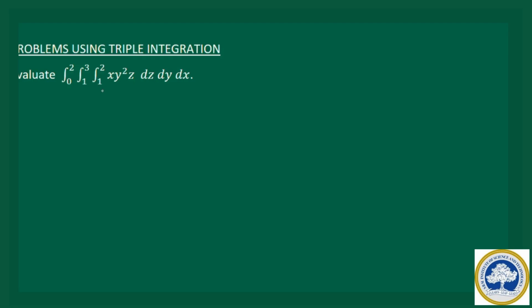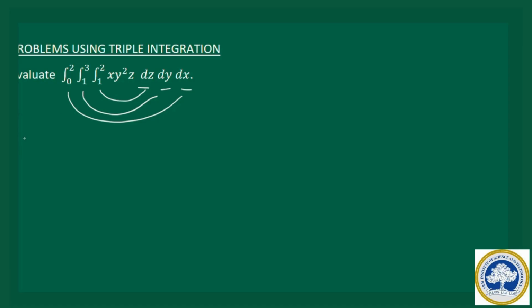So innermost integration means first we have to integrate with respect to z, then with respect to y, and finally with respect to x. And the limits: how to consider the limits is, the innermost integral, 1 to 2, means with respect to z. Similarly, 1 to 3 means with respect to y, and the last, outermost integral is with respect to x. Here this order should not be changed.